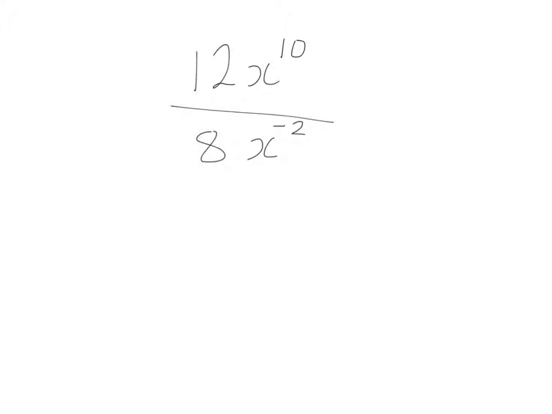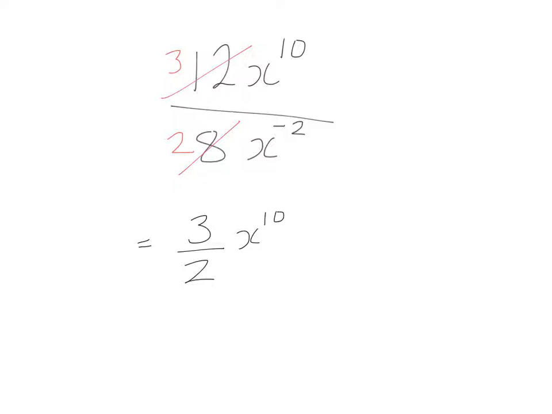Okay, in this example we have got numbers attached as well. We've got 12x to the power 10 over 8x to the power minus 2. What I would advise you do is just look at the numbers first and just try and cancel down the numbers like you normally would. So, thinking about the biggest thing that goes into 8 and 12, the biggest thing that goes into both is 4. 4 goes into this twice. 4 goes into this 3 times. So essentially what I'm going to have is 3 over 2, and then I've got x, and then I'll just do my usual thing with my powers.